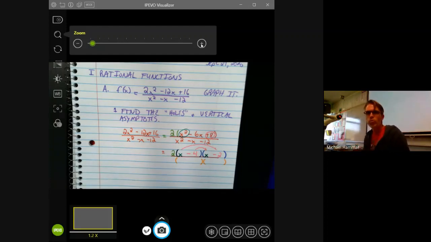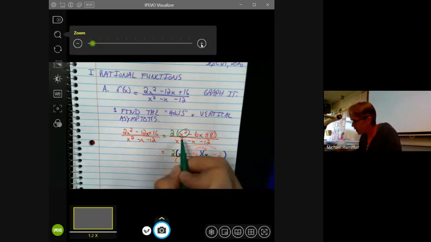When we add those up, you get negative 6x. So that is my factored form for the numerator. So let's do the same thing with the denominator.